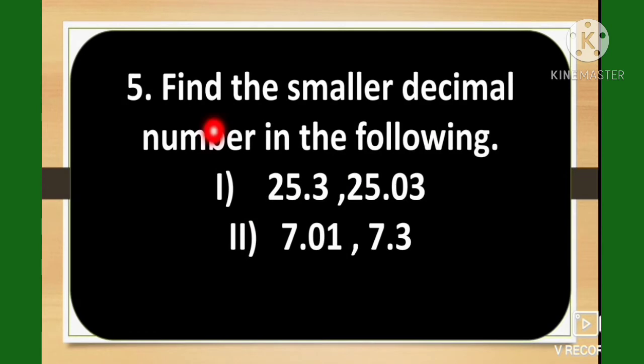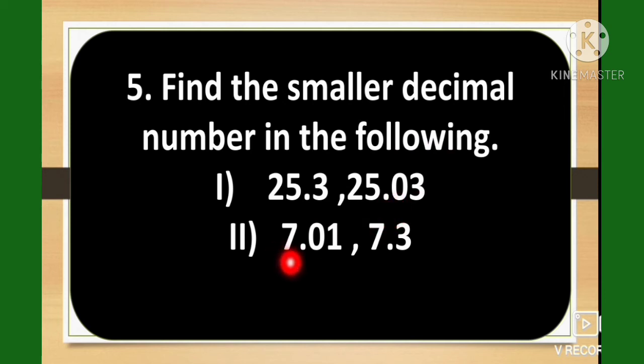Now, find the smaller decimal number in the following. The first one, 25.3 and 25.03. Here also we have to compare the whole number part. In both numbers, the whole number parts are equal. So as a second step, we have to compare the 10th place. Here in the first decimal number 3 is there and here 0 is there. Which number is smaller? Yes, that is 0. So 0 is less than 3. So 25.03 is the smaller decimal number.